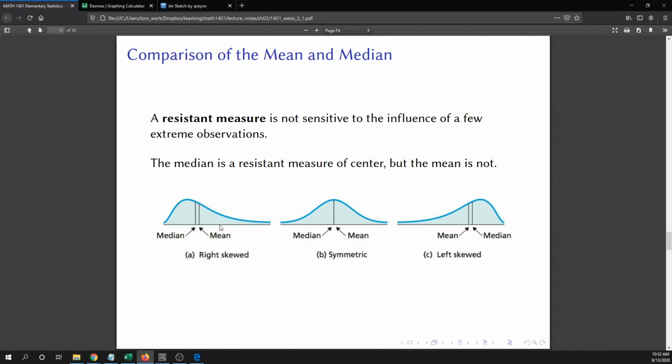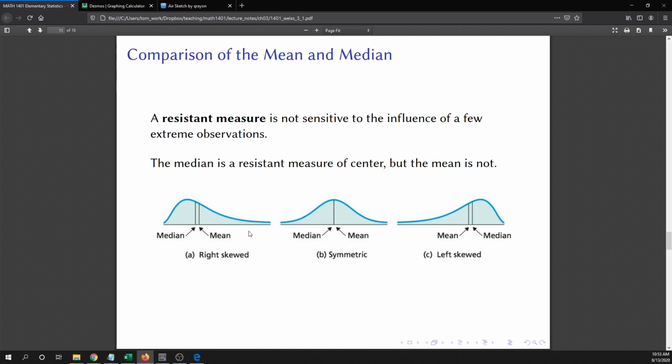Down here in this right skewed distribution, I've got some really big values up here. Most of the data is over here in the middle, but you've got some very big numbers that are really far off to the right. That's why it's called right skewed. If you calculated the mean and compared it to the median, these big observations at the end would really pull the mean to be higher than the median. So that's why they say the median is a resistant measure.